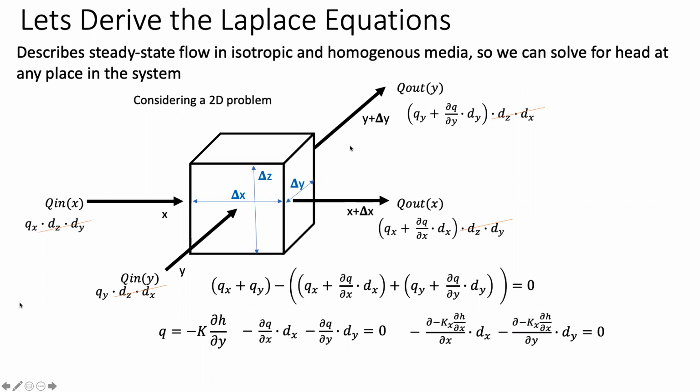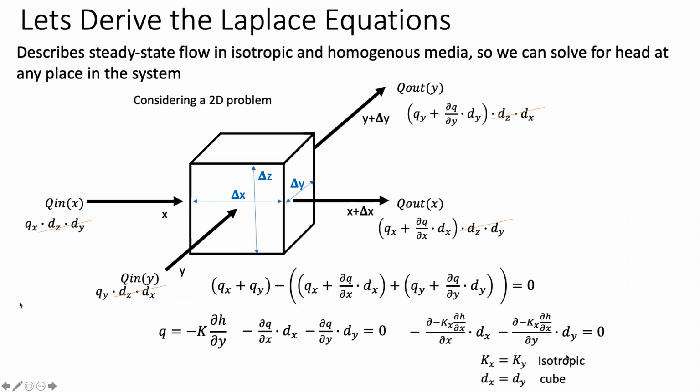Now, inevitably, because this is an isotropic system, our K's are going to be the same. So K in the X direction and K in the Y direction are exactly the same. So we can say that those K's are the same as well. We have this change in head and the change in X and change in Y direction, but that change in X and change in Y are the same.